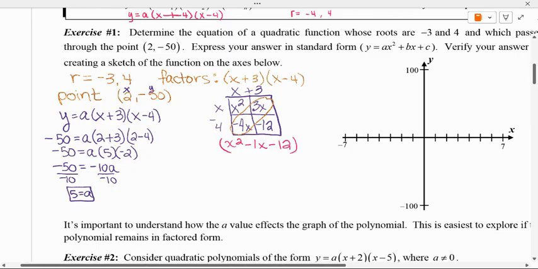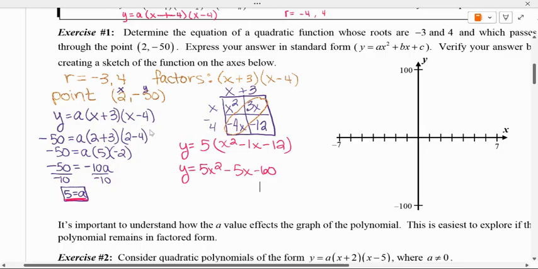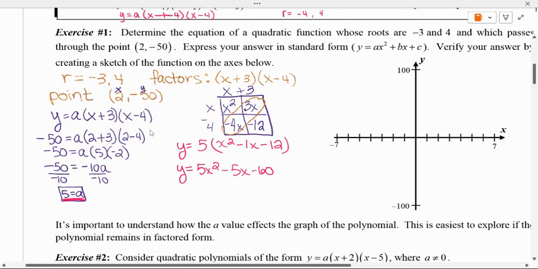But remember, we have a multiplier of what outside of it? We have a multiplier of 5 outside of it. So we're trying to put it in standard form, so we have to multiply all the way through. So that means y equals 5 times x squared is 5x squared. 5 times negative 1 is negative 5x. And 5 times negative 12 is negative 60. Okay. We have to sketch a graph of this function. So here's what I know. I know 2 x-intercepts.